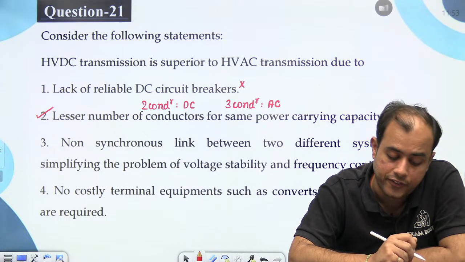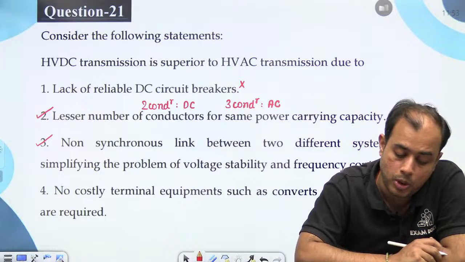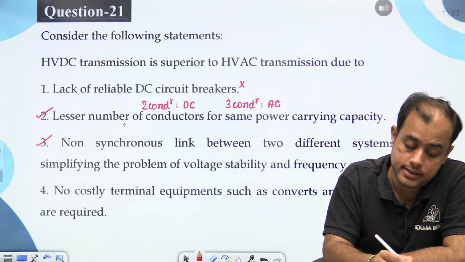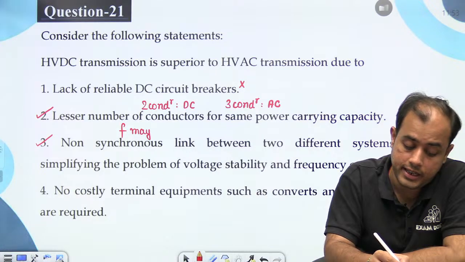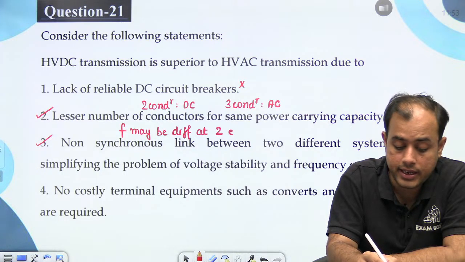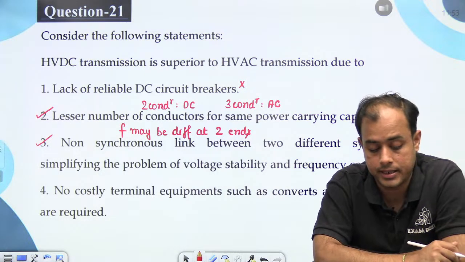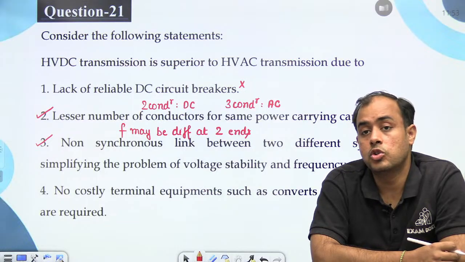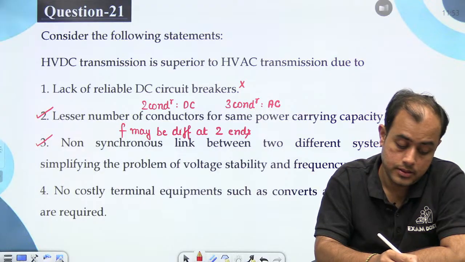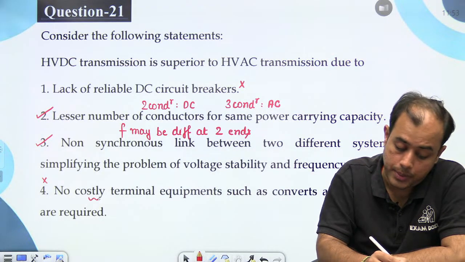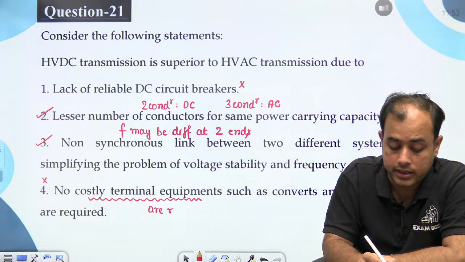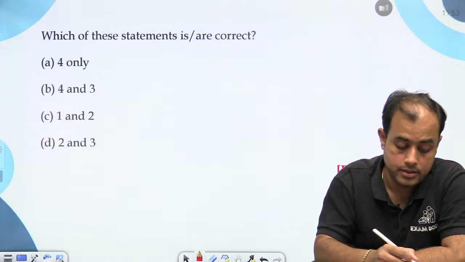Non-synchronous link between two different systems, simplifying the problem of voltage stability and frequency control. Non-synchronous means frequency may be different at two ends, at sending end and receiving end. So there is no problem of voltage stability and frequency control. Costly terminal equipment are actually required. On one side, rectifier is required. On other side, inverter is required. So answer is D.